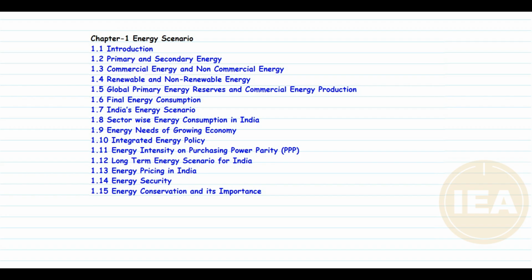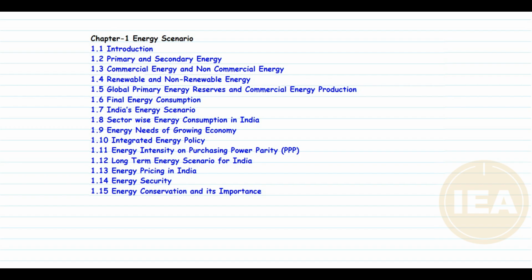Then 1.5 is global primary energy reserves and commercial energy production. This chapter deals with the reserves and the production. There you will also see the R by P ratio, then final energy consumption and India's energy scenario. First you will learn about the world energy scenario, then India's energy scenario, the different sectors consuming energy, which sector is consuming more energy, and after that the energy needs of a growing economy. For any growing economy, energy is needed. Then integrated energy policy: for all these different sectors, what is the integrated policy?